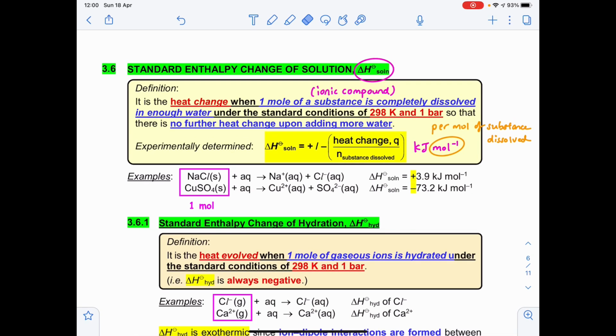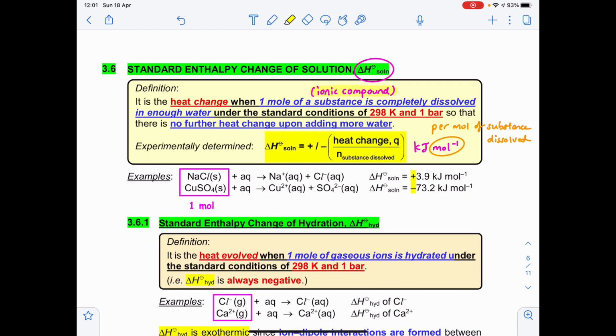Let's move on to section 3.6, the last part of the Thermochem lecture. Standard enthalpy change of solution. It is the heat change when 1 mole of a substance is completely dissolved in enough water under standard conditions of 298 Kelvin and 1 bar, so that there is no further heat change upon adding more water. In our syllabus, the substance refers to the ionic compound.